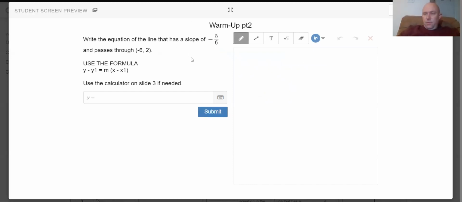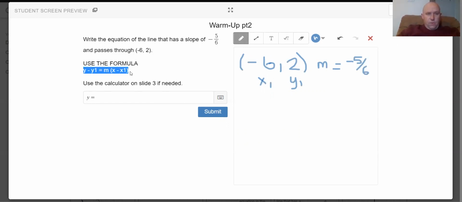And then there was the reminder of the point slope formula, which is going to be important for today's lesson as well. So when we're doing the point slope formula, we start by writing out the coordinate, so negative 6, 2. You should label this coordinate, so x1 and y1. And we look at the slope in the question, and it says the slope is negative 5/6. So I'm going to put down m equals negative 5/6. There's a reminder of the formula here, y minus y1 equals m(x minus x1). And that's something we need to start learning now because we're going to be using this on our upcoming test.